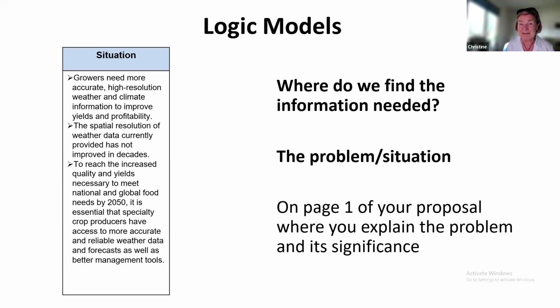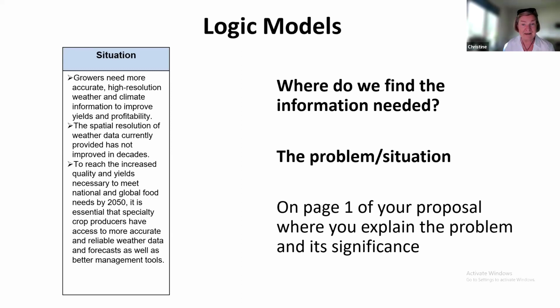Where do you typically find a description of the situation? You find it on the first page of your proposal, where you start with the identification of the problem and its significance. That's where you pull this piece and shorten it, make it just keywords, and put it in here.